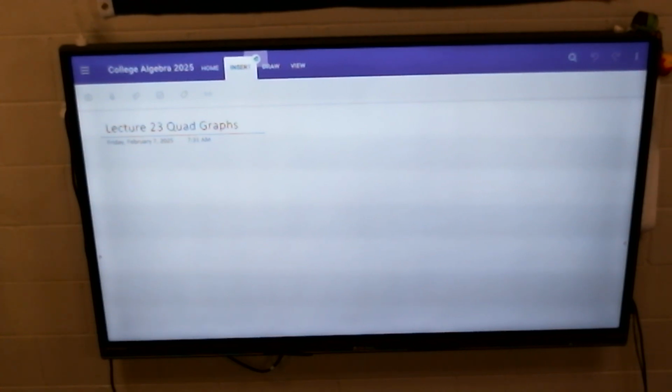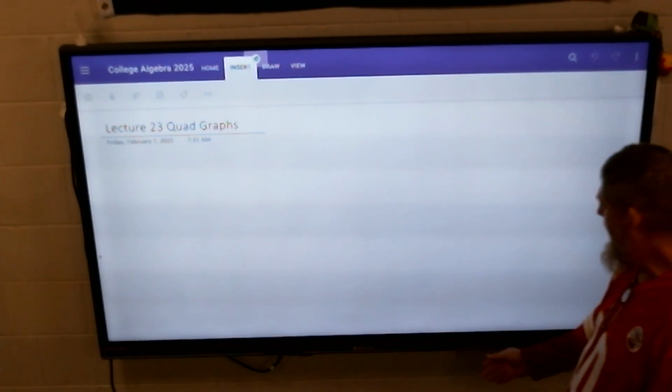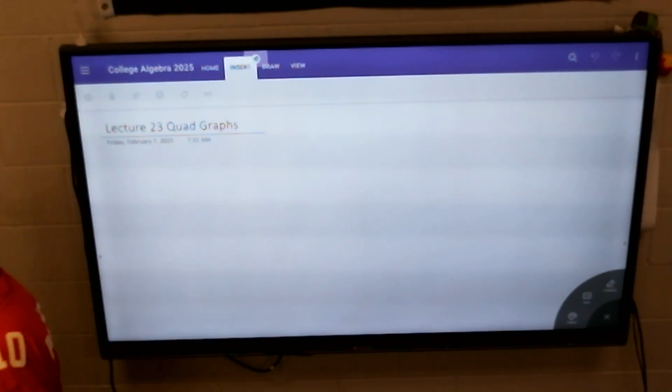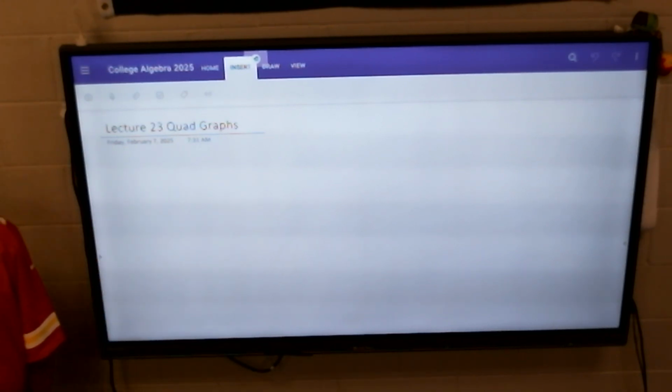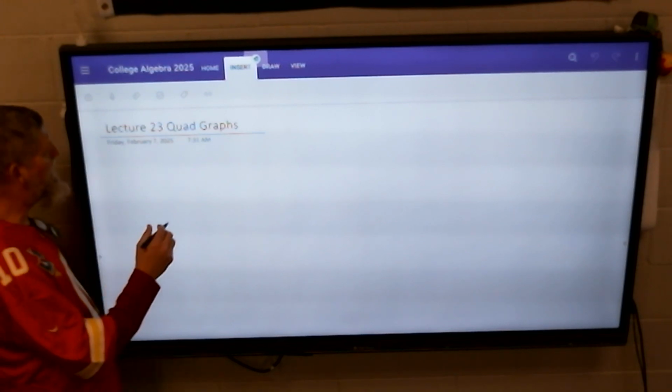Okay, so we're looking at lecture 23, and we are looking at graphing quadratics. What can you tell me about quadratics? They have a parabola. Their shape is a parabola. So when we graph them, they're definitely a parabola. Let's look at one. Let's give an example.